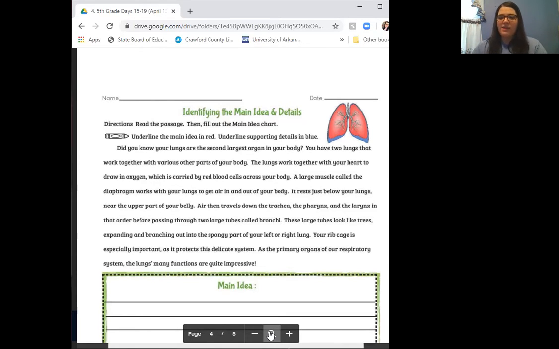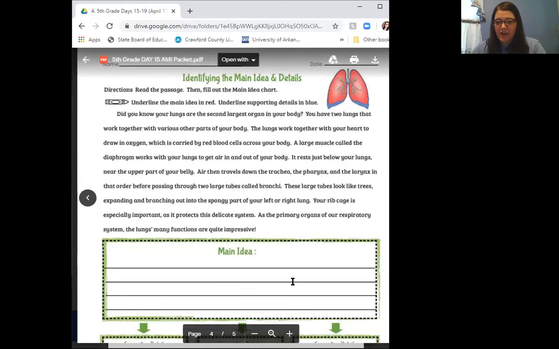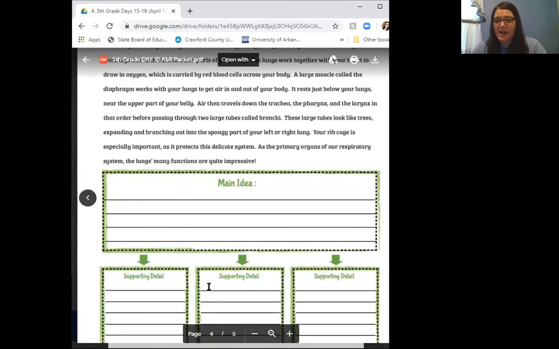body. And then, so that's going to go in your main idea box here, but then you have to have your 3 supporting details. So what in the passage supports the idea that the lungs are the second largest organ in the body? Or, that might not be the main idea of the passage. The main idea of this passage may be something else. So whatever you say right here, whatever you say in this box is the main idea of the passage.